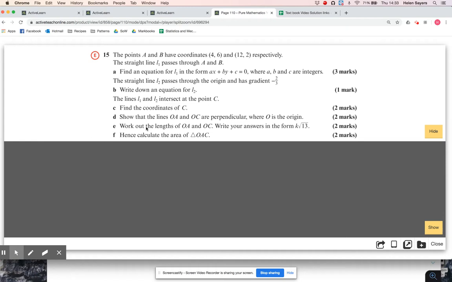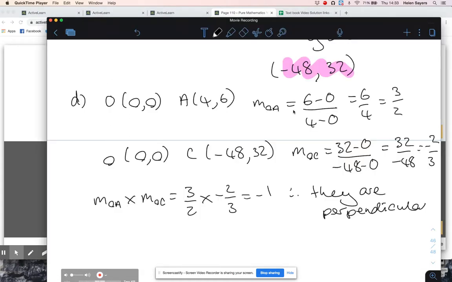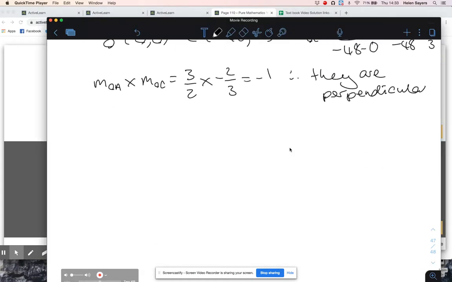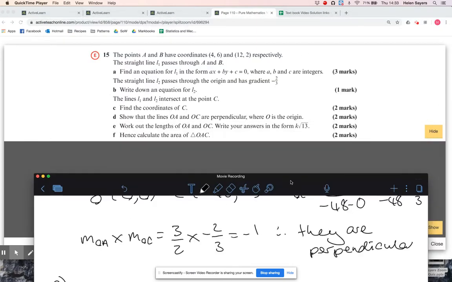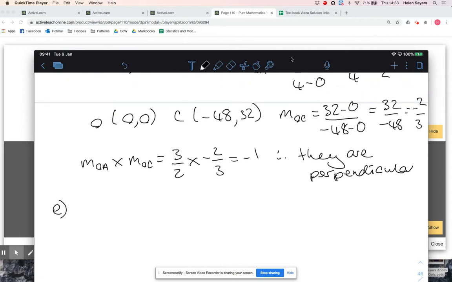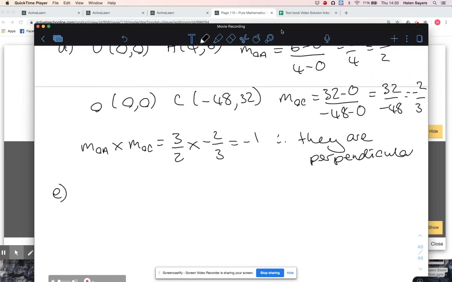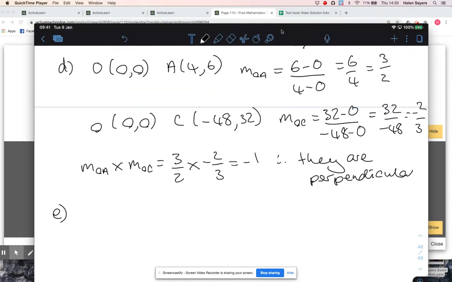Okay, work out the lengths of OA and OC. We're building up to finding an area, aren't we? That's quite a nice clue, because if I don't end up with a third of root 13, then I know I've gone wrong somewhere. So, the length of OA and OC. I'll try to write a little smaller so we can fit everything on the screen. The length of OA is the distance between O and A.